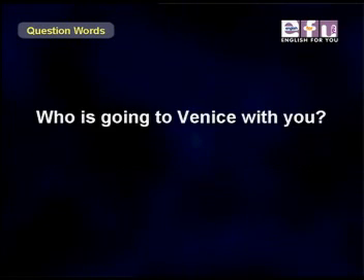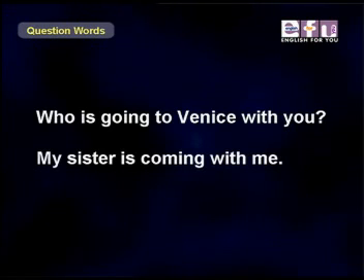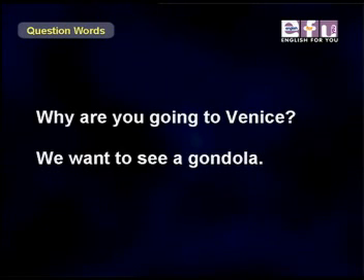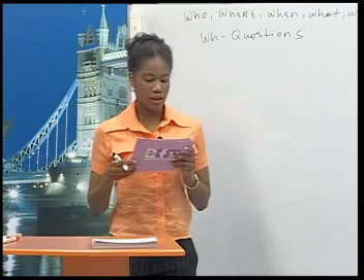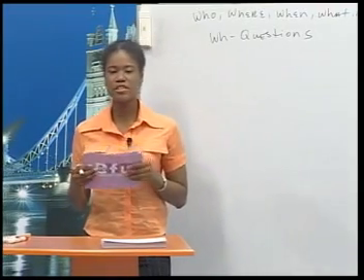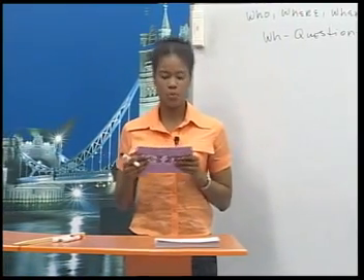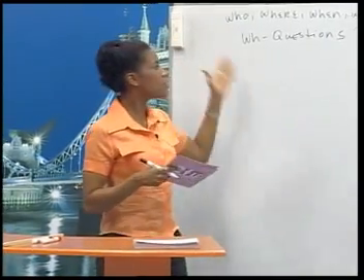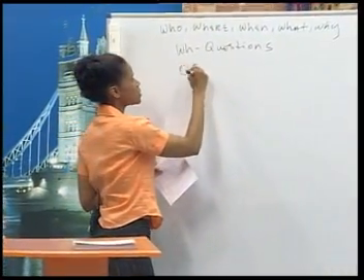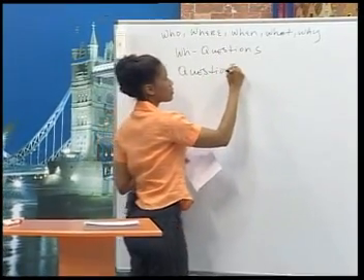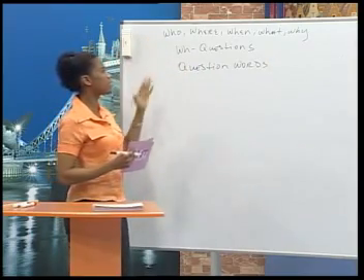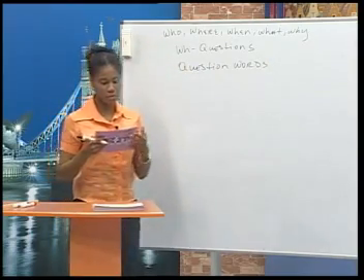Next example. Who is going to Venice with you? My sister is coming with me. Next example. Why are you going to Venice? We want to see a gondola. Now in these sentences, the questions begin with where, when, what, who, and why. So these words are called question words. So we use these question words to create WH questions.